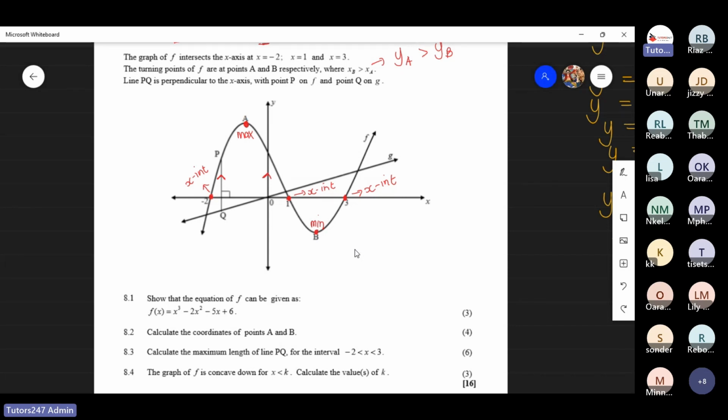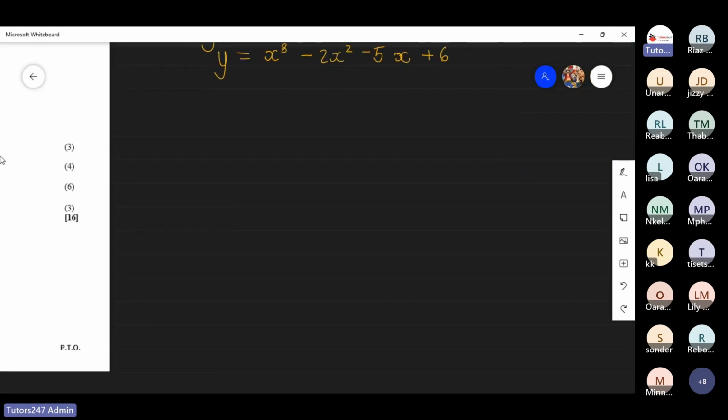Always remember that if you want to find the turning points or stationary points in calculus, you derive once, equate to 0, solve for x. There are only 3 steps involved. Derive once, equate to 0, solve for x. That's the process. So let us attempt question 8.2. We need to find the stationary points A and B.